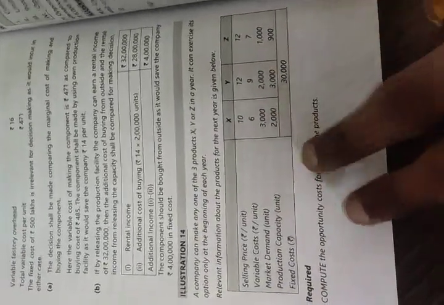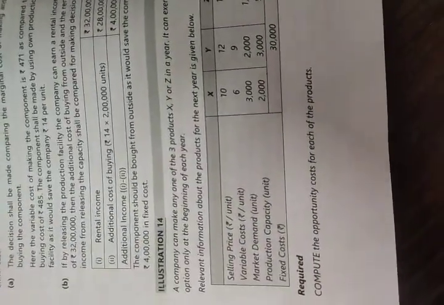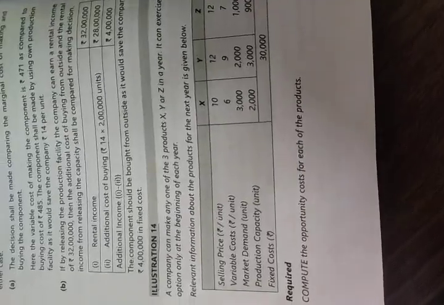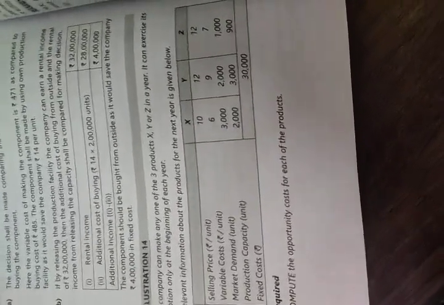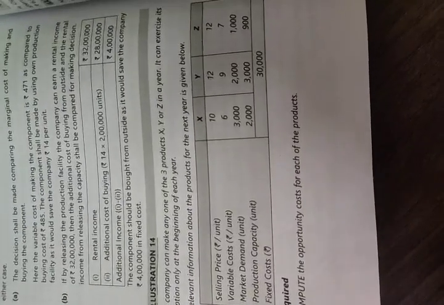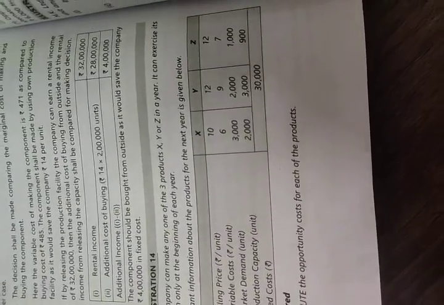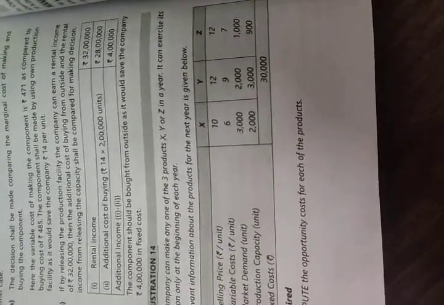The selling price of each of the articles X, Y, Z per unit is given to us, which is 10, 12 and 12. Variable cost is also given, market demand and production capacity are given, and fixed cost is given, which is common for each of these three products. Now we must compute the opportunity cost for each of the products. Opportunity cost refers to the benefit foregone by choosing one out of several alternatives. So this is our opportunity cost.